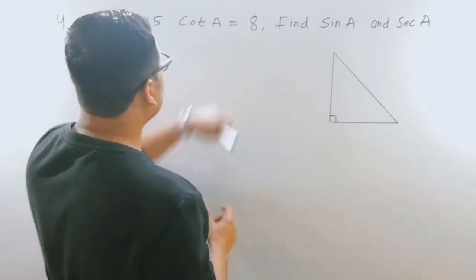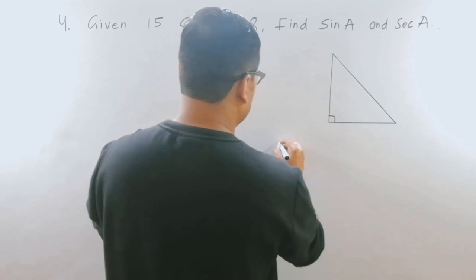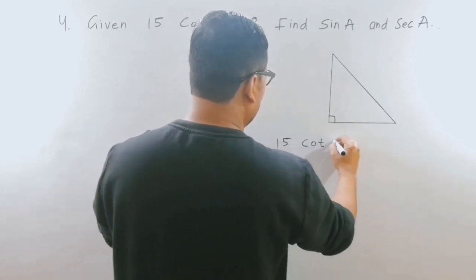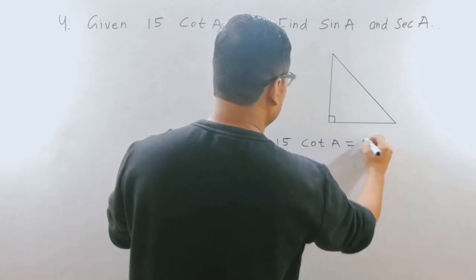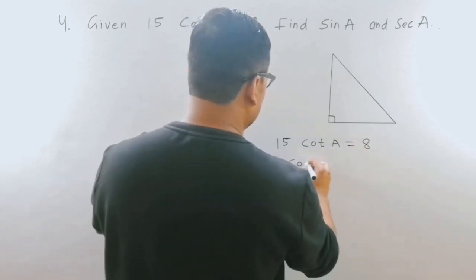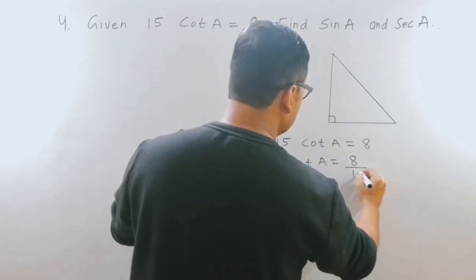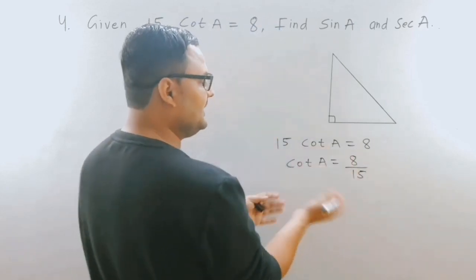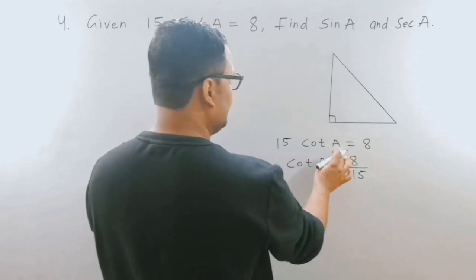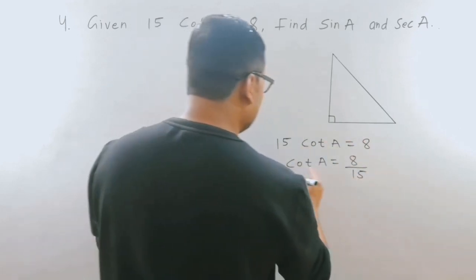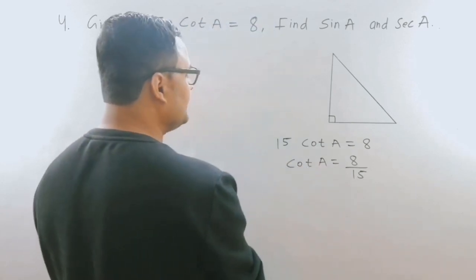Now 15 cot A equals 8. Then cot A will be 8 by 15, like the simple linear equations we have done. The 15 goes to the other side, then divide. Now cot A equals what?